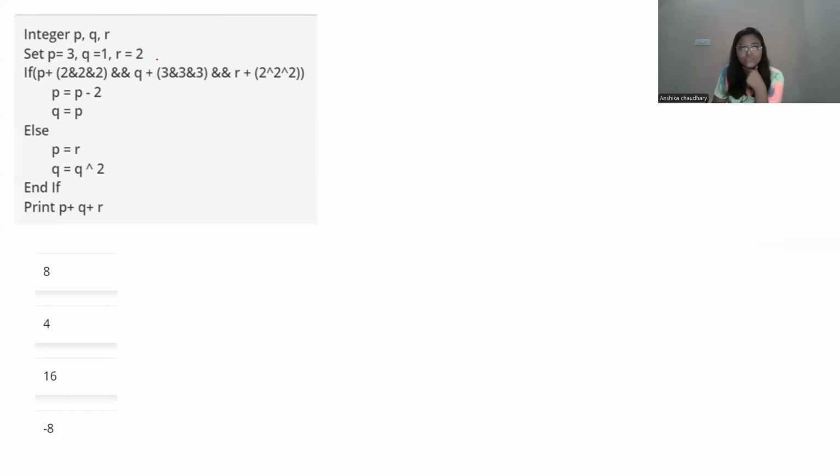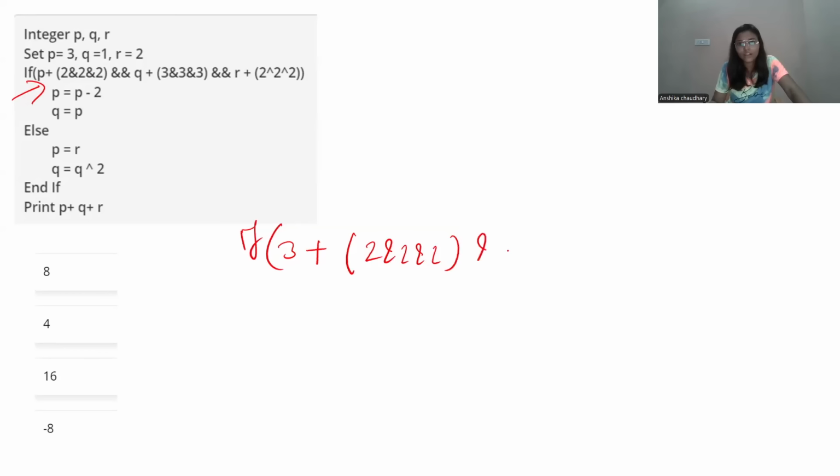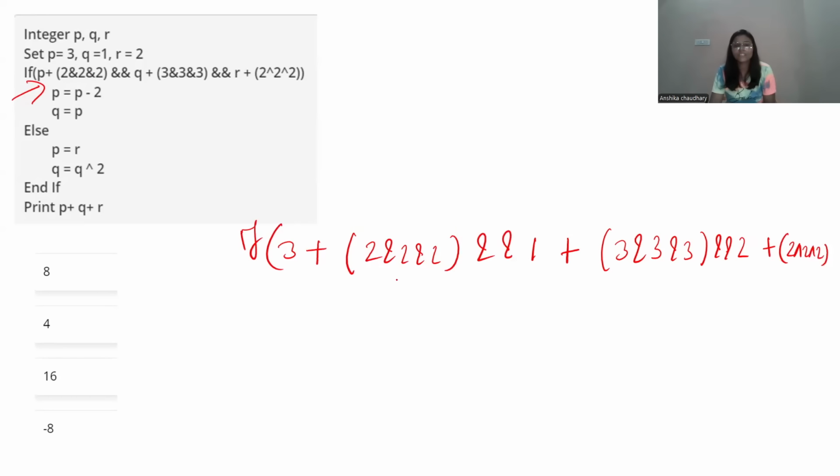Sorry. Now P equals 3, Q equals 1 and R equals 2. Here is the if condition. The condition is: P plus, in parentheses, 2 and 2 and 2, right? Logical and Q. So the Q value is 1 plus, in parentheses, 3 and 3 and 3. Logical and R. The R value is 2 plus 2 or 2 or 2. Right? So first we will solve these parentheses.